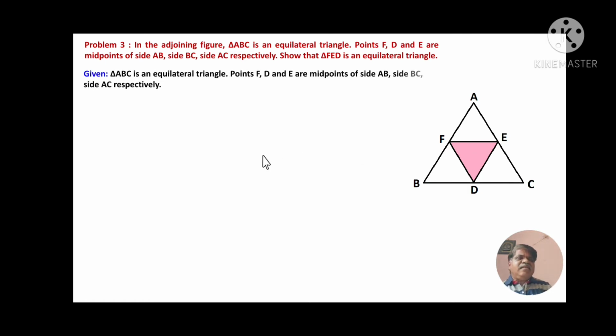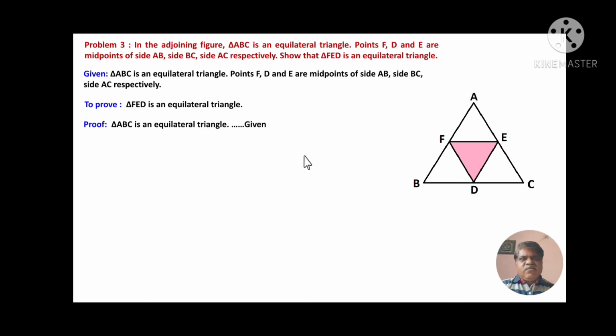So let us write the given. The triangle ABC is an equilateral triangle. Points F, D and E are the midpoints of side AB, side BC and side AC respectively. What I have to prove is that triangle FED is an equilateral triangle. Let us start with the proof.